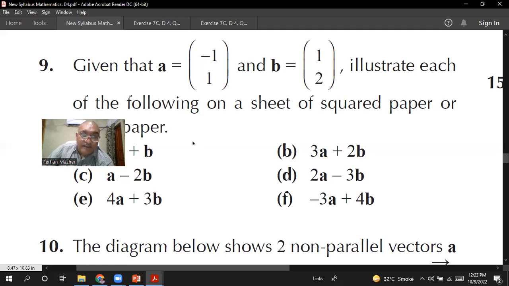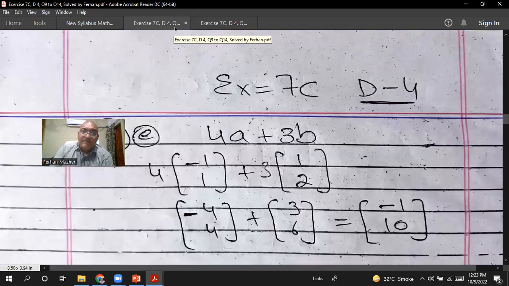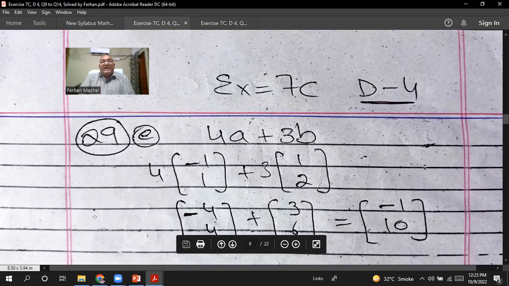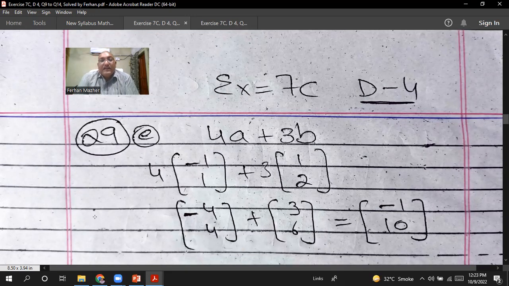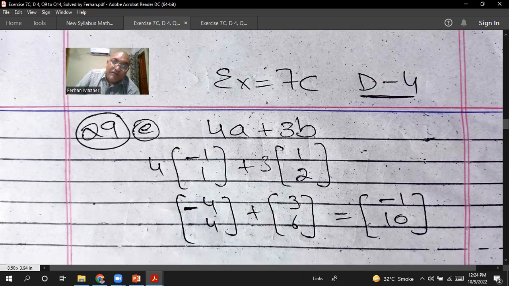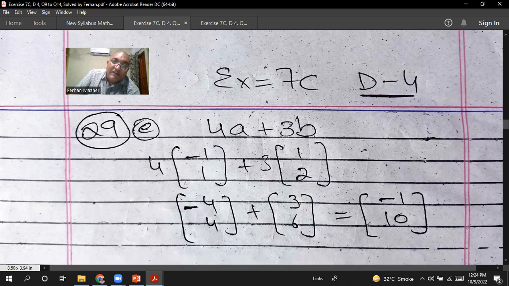The next question is E part. He says 4a plus 3b. So 4a plus 3b will be here. There are two methods. So directly we can do that by column vectors. Okay, 4 and minus 1, 1, and plus 3 and 1, 2. It will be minus 4, 4 plus 3, 6. And minus 4 plus 3, that will be minus 1. And 4 plus 6, that will be 10. Okay. So now I'm going to represent this on a graph paper, and how this can be done graphically.